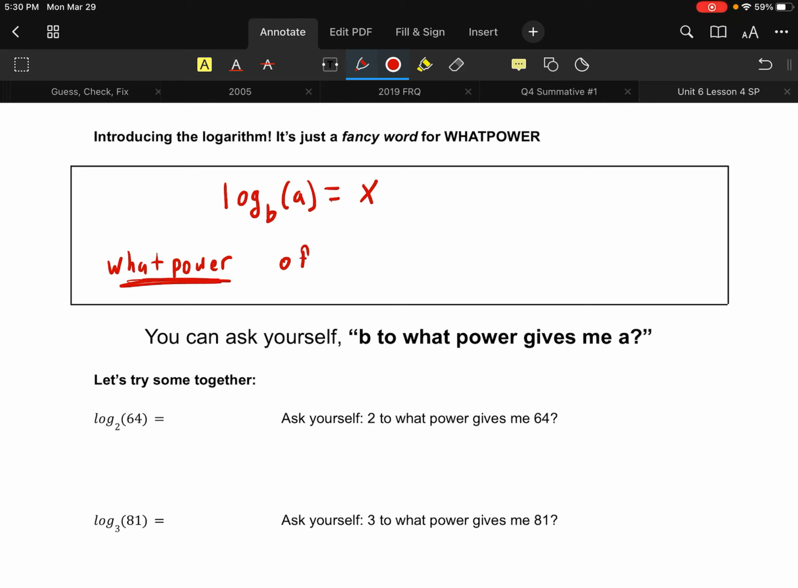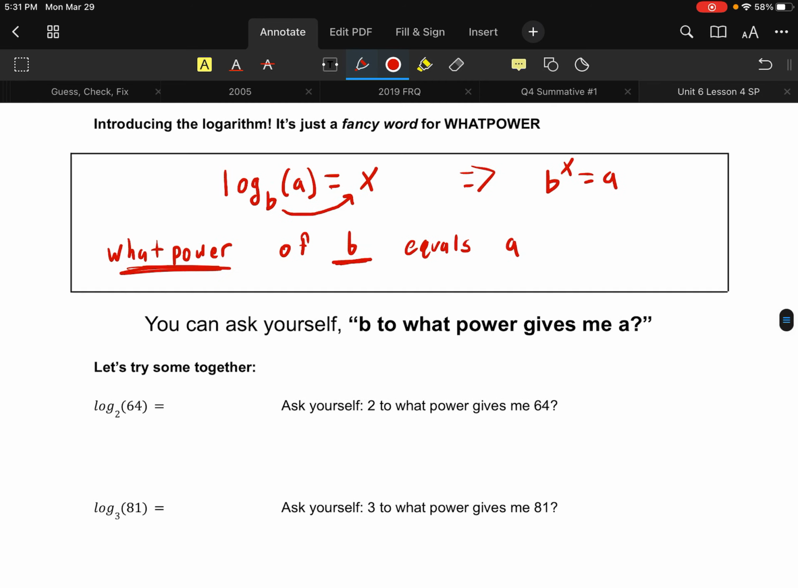What power of b equals a? And the answer is x. So this statement would translate into saying b to the x equals a. And I like to draw an arrow there to remind us. It says b to the x power equals a. And so you just ask yourself, what power of b gives us a?